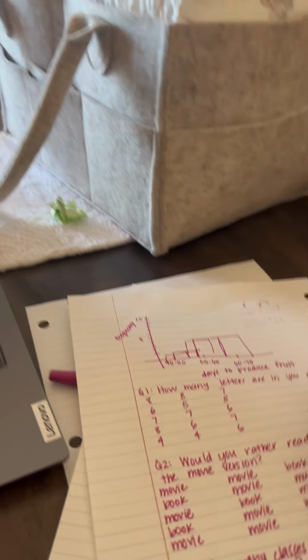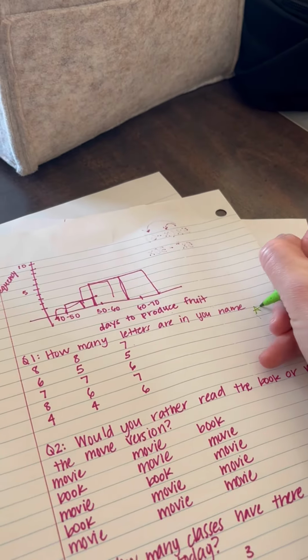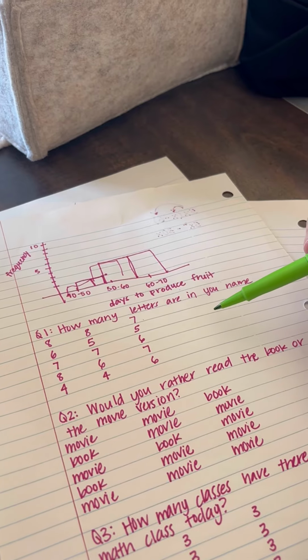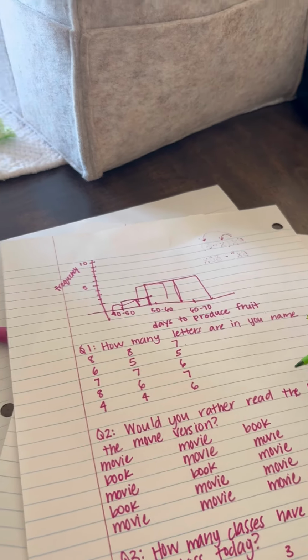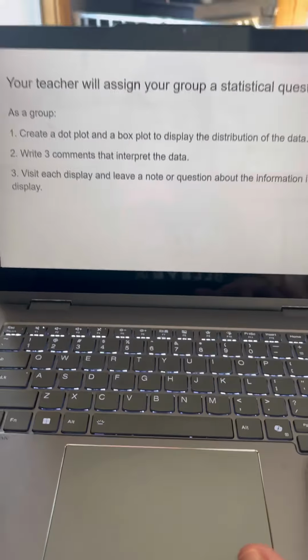So if you'll do that for question number 1, how many letters are in your name, make a dot plot and a box plot for that, and you can do that on a separate sheet of paper.